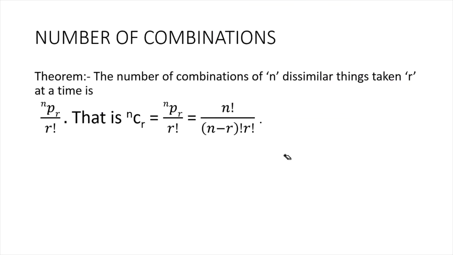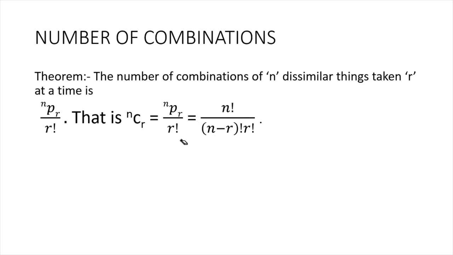The statement of the theorem is like this. The number of combinations of n dissimilar things taken r at a time is nPr upon r factorial. But the number of combinations is denoted by nCr. Therefore, nCr is equal to nPr upon r factorial. And we know the formula for nPr: nPr is n factorial upon (n minus r) factorial, divided by r factorial. So nCr is equal to n factorial upon (n minus r) factorial times r factorial.